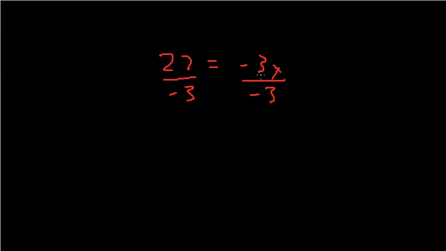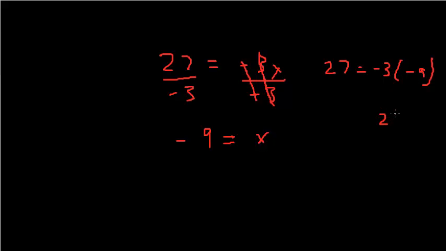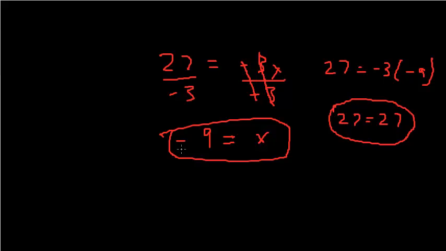Here, negative 3x divided by negative 3, my negatives cancel out and my 3's cancel out, and I'm just left with x on this side of the equation. Now 27 divided by negative 3 gives me a negative 9, and I see that negative 9 is equal to x. I can then verify this by plugging negative 9 into the original equation. So 27 equal to negative 3 times negative 9. Negative 3 times negative 9 indeed is 27, and I have 27 equal to 27, which is true. So x equals negative 9 is my solution.